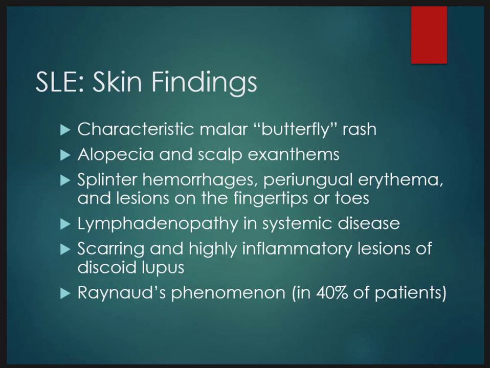We often associate skin findings with lupus, and in particular that malar butterfly rash. We can also see some alopecia and scalp issues, splinter hemorrhages, some issues with some periungual redness and lesions of the fingertips and the toes, swelling, lymphadenopathy in the lymph system. Scarring and highly inflammatory lesions are noticed that form a discoid area, and then also you can have Raynaud's phenomena, that discoloration of the fingertips and the toes when exposed to changes in cold temperatures.